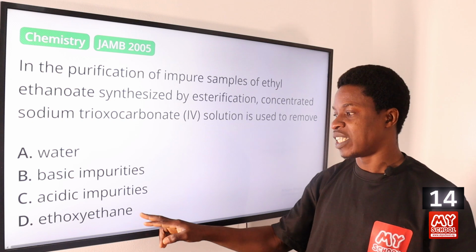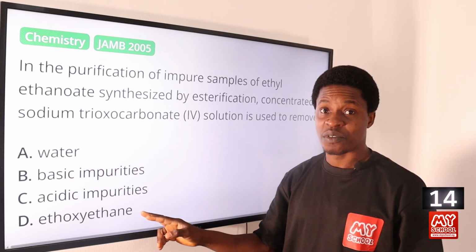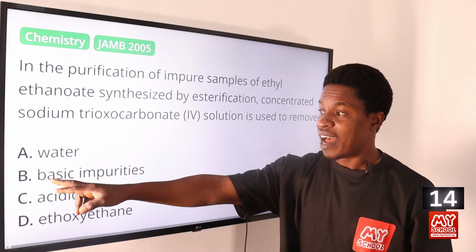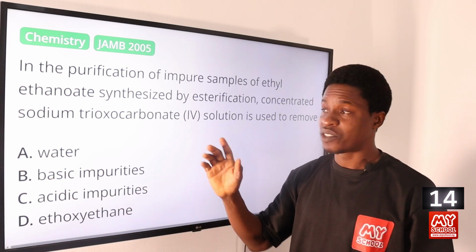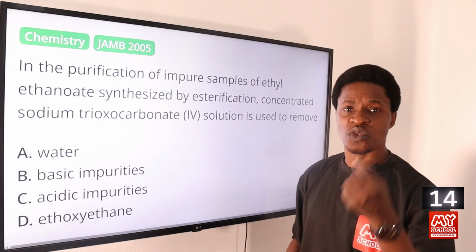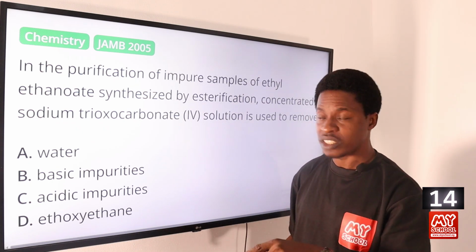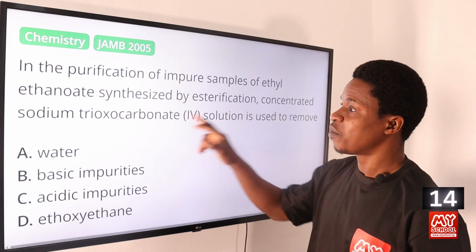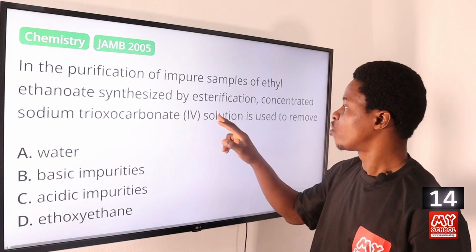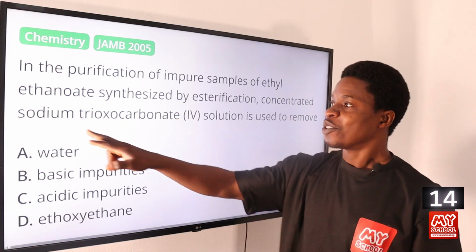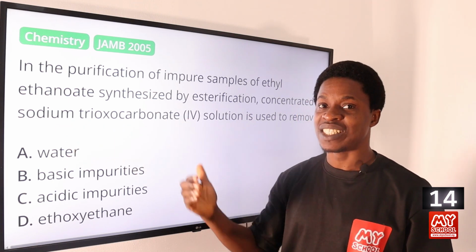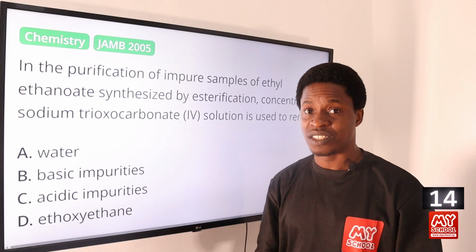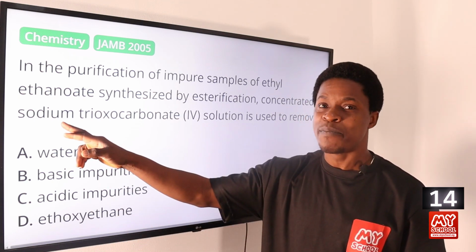Option D says ethoxyethane. No, it is not that, because we don't have that as one of the impurities. So we have basic impurities and acidic impurities, these are the two impurities that we have there. Now let's look at what is going to be used to remove what. Sodium trioxocarbonate(IV) solution is used to remove. So the question is, what type of solution is it? Is it an acid or a basic solution? Of course, this is a basic solution.